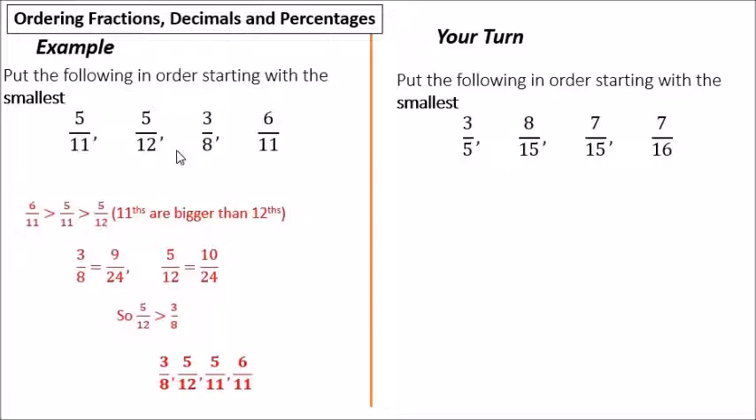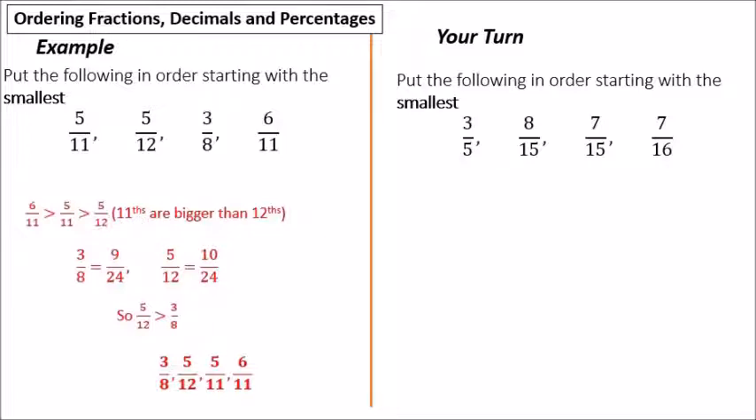Now 8 and 12 would be an easy one to find a common denominator for, so we can convert these two fractions to the same denominator. So if we multiply the 5 and the 12 by 2, we'd get 24ths. If we multiply the 3 and the 8 by 3, we'd get 24ths. 3 3s are 9, so 9 24ths. 5 2s are 10, so 10 24ths. And you can see there that 5 12ths is bigger than 3 8ths. So I can add that onto the end there. That 5 12ths will be bigger than 3 8ths.